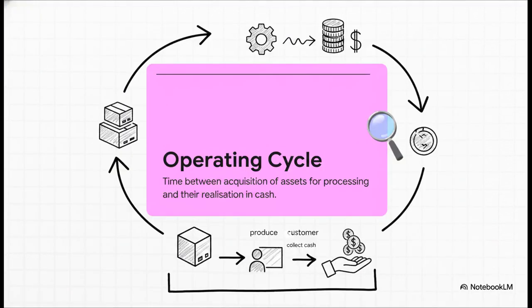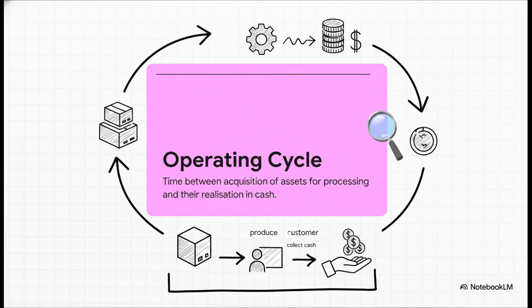To really lock this concept in, let's clarify exactly what the standard means by an operating cycle. It is the time between the acquisition of assets for processing and their realization in cash or cash equivalents. Just think about what a trade receivable actually is. You produce a good, actually scratch that.